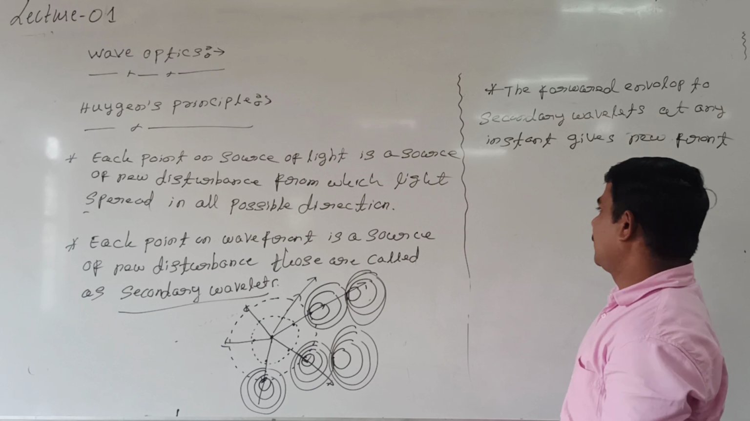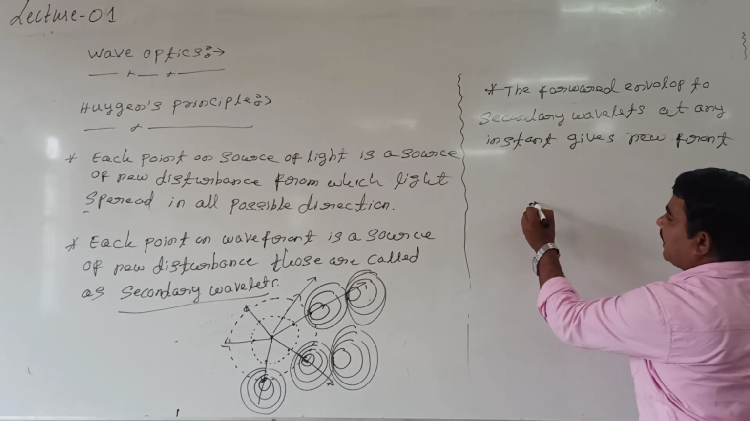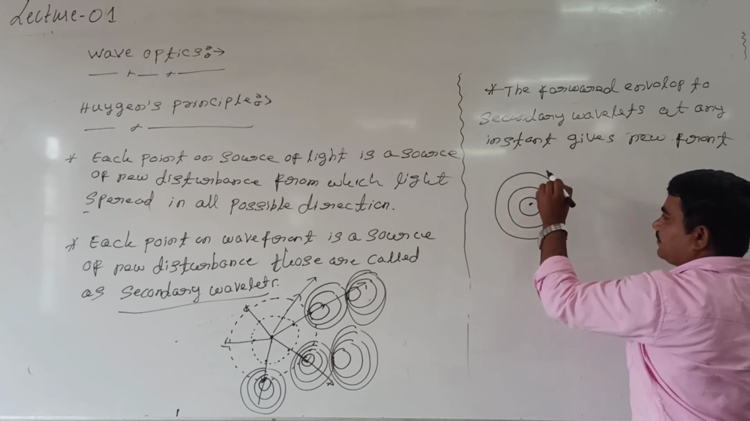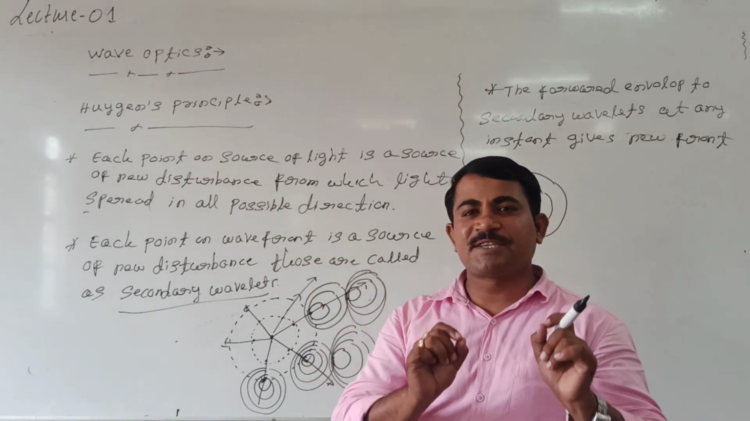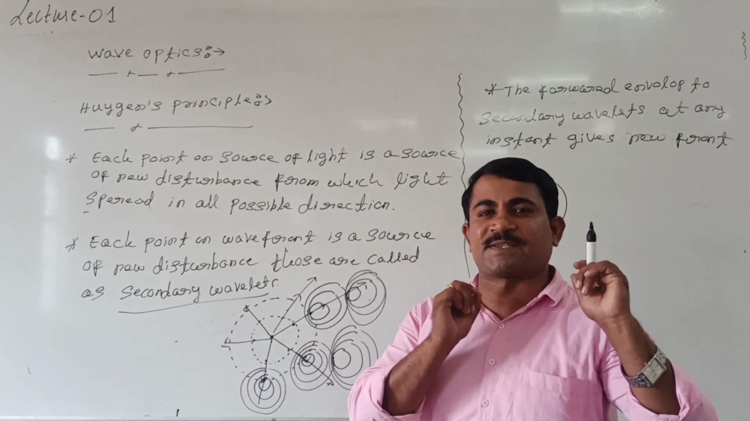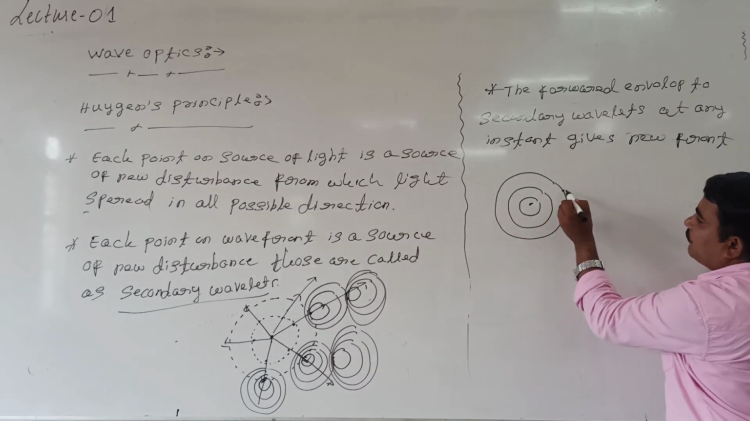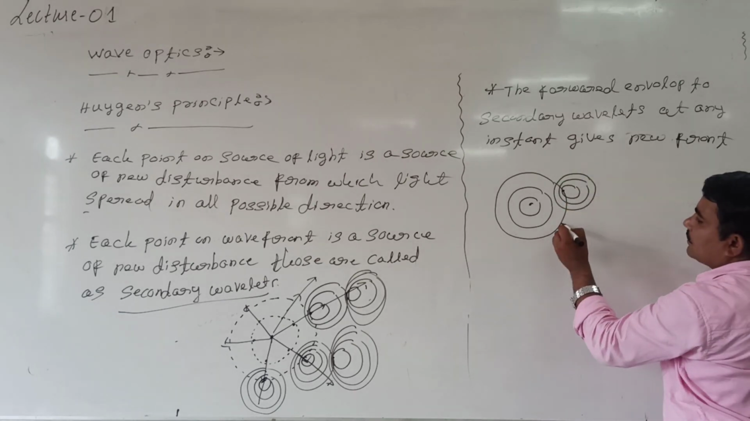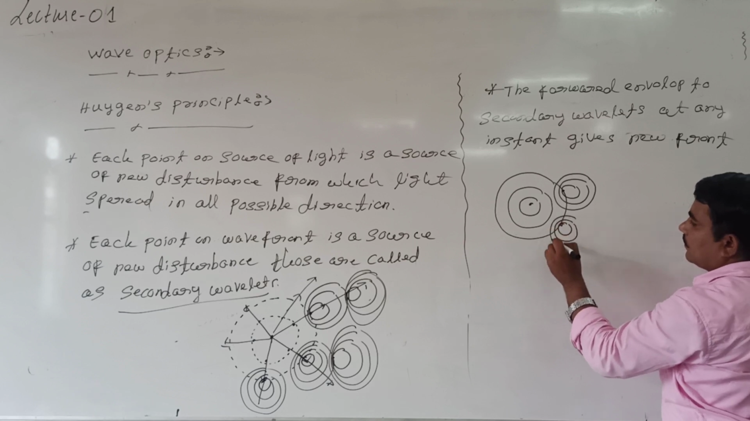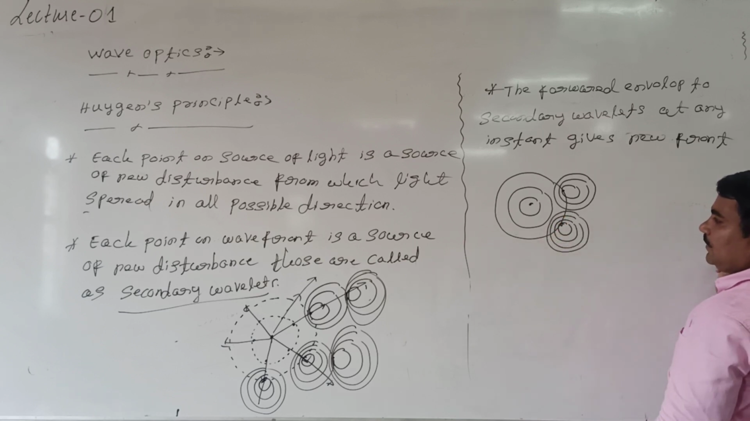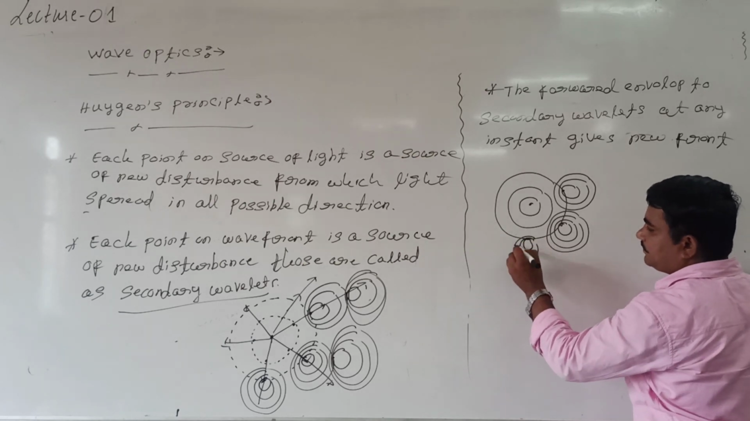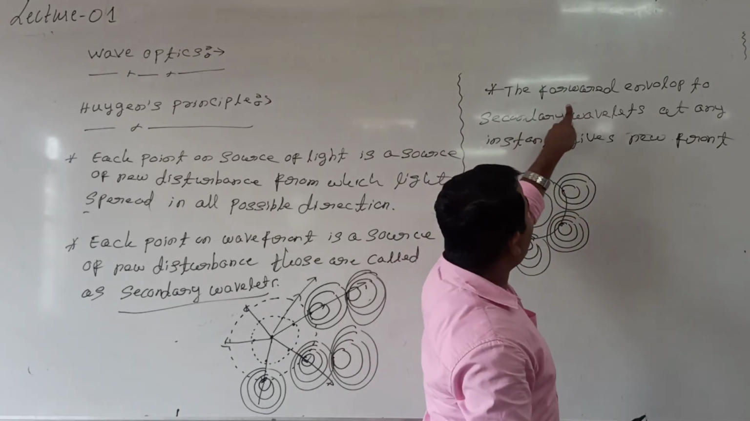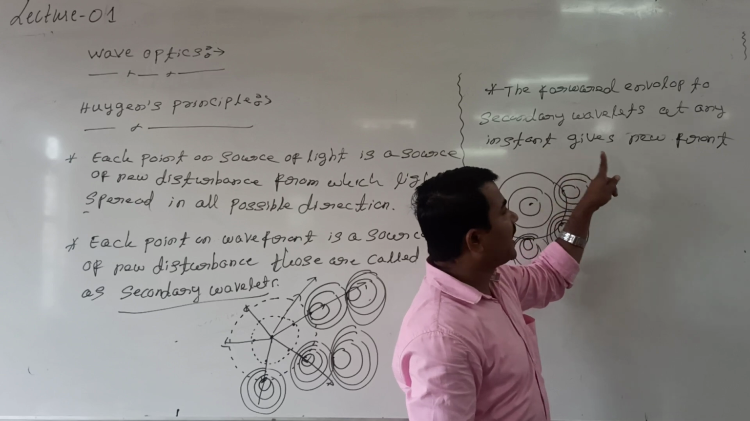Look at how it is. Again, take this as a point source of light. From this, let us take this as one wavefront. This wavefront I can call the primary wavefront. What is the second point? Each point on the wavefront is a source of new disturbance called a secondary wavelet. From this wavefront, let us take one more wavefront produced, which is called the secondary wavelets. What is the third point? The forward envelope to secondary wavelets at any instant gives the new wavefront.